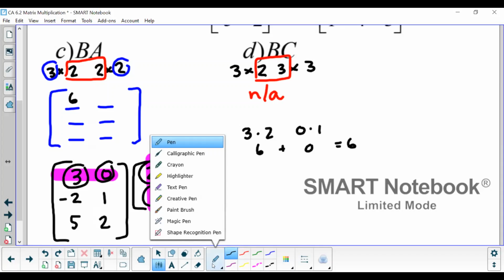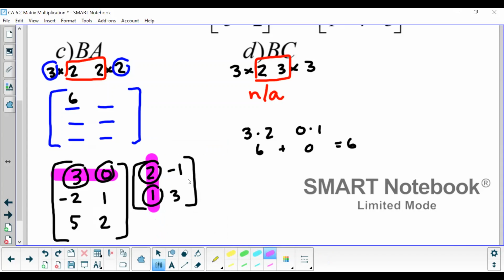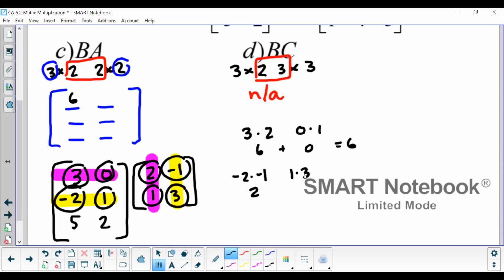And now let's do row 2, column 2. You're multiplying the first entries together. The first entry in the row is -2. The first entry in the column is -1. And -2 times -1 is +2. Now you move to their second entries. The second entry in the row is 1, and the second entry in the column is 3. And 1 times 3 is 3. And then you add them. 2 plus 3 is 5.